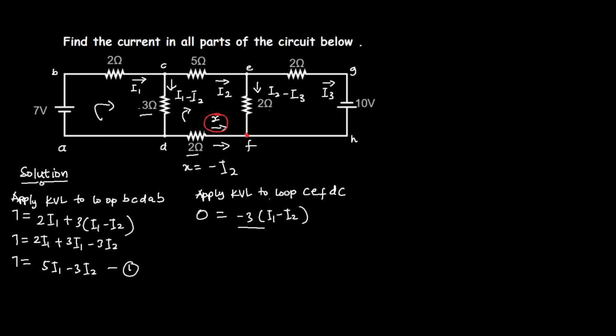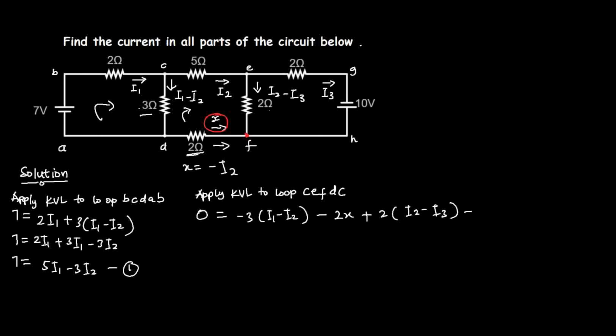So this will be minus 2X. This is because the current in the 2 ohms here is also moving in the direction opposite to the direction we chose. That's why I made it minus 2X. Then plus 2 multiplying I2 minus I3, and that one is positive because the current is moving in the same direction as the direction we chose for the loop.